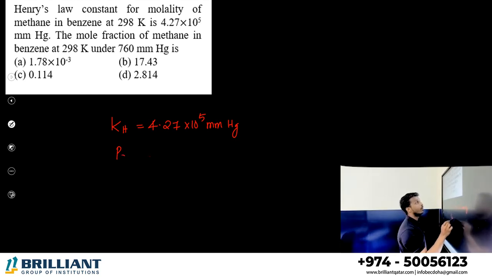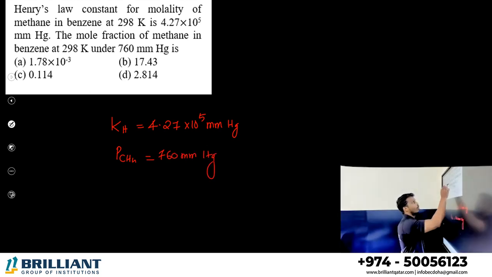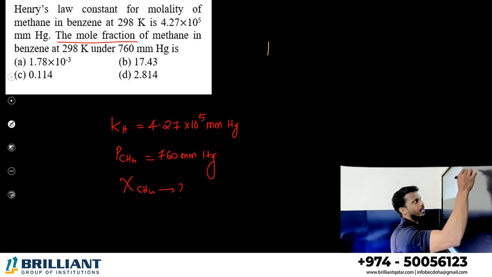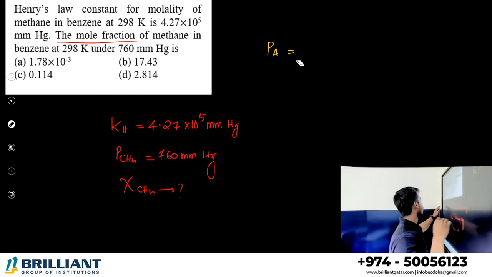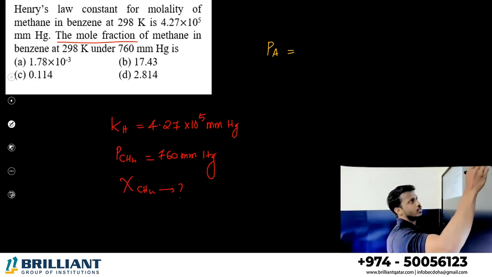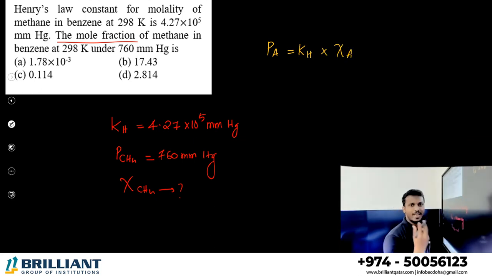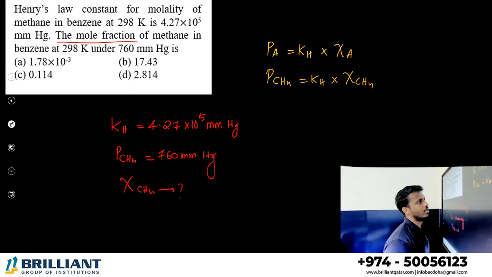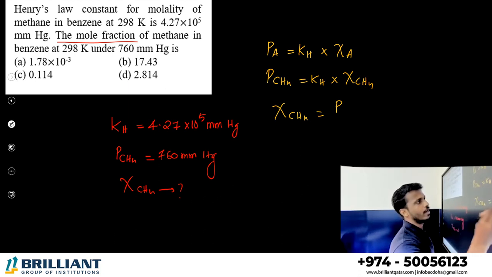The mole fraction of methane in benzene at 298 Kelvin under 760 mmHg is asked. The pressure of the methane gas is given here: 760 millimeter of mercury. What do we need to calculate? The mole fraction of methane. What is Henry's equation, dear students? PA is equal to KH into XA, KH into the mole fraction of A. Here, what is the A system? Methane gas. So the pressure of methane gas equals the KH value into the mole fraction of methane gas. So the mole fraction of methane is equal to pressure divided by KH.